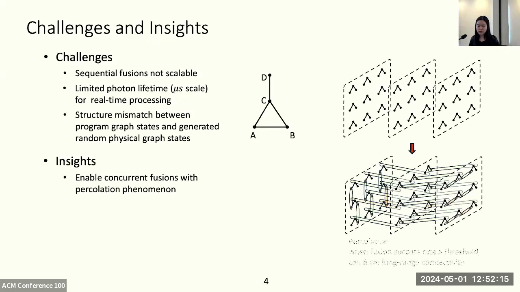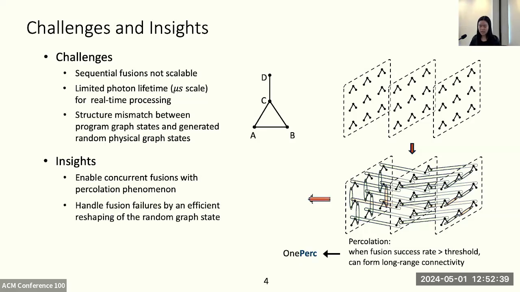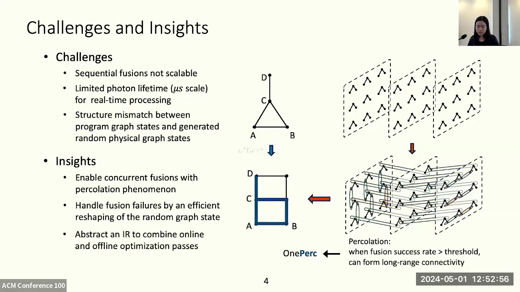First, we can enable concurrent fusions with a percolation phenomenon, which tells us that when the fusion success probability exceeds a threshold, the successful fusions can form long-range connectivity. Since percolation plays such an important role, we name our framework 1perc, which means percolation-based one-way quantum computing. Second, we can handle the fusion failures by an efficient reshaping of the generated random graph state, which supports a flexible 2+1D structure when the programs are more general and reduces the complexity by a modular design. Third, an intermediate representation can be abstracted to combine online and offline passes, thereby striking a balance between scalability and efficiency.